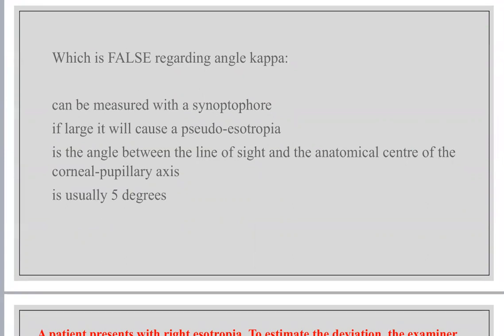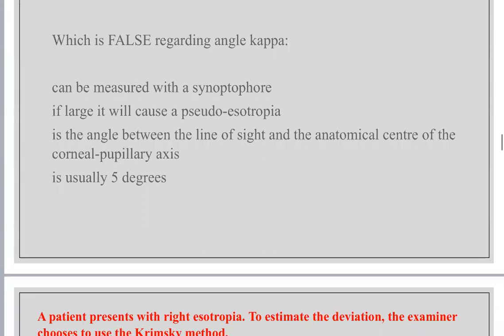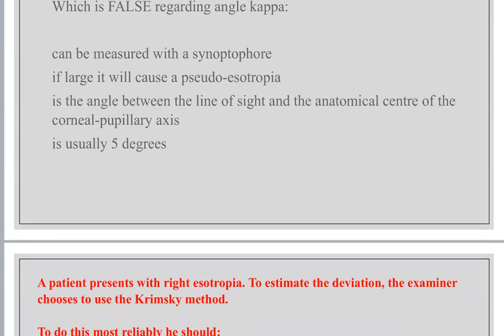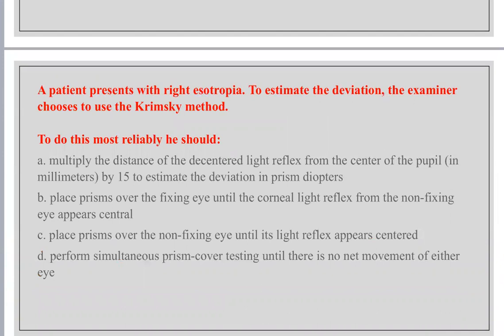The angle between the line of sight and the anatomical center of the corneal pupillary reflex, yes, this is the definition. It is usually 5 degrees, yes. So all of them are true except for option B, which says if it is large, it will cause pseudo esotropia. It will be called positive angle kappa, and this will result in pseudo exodeviation.